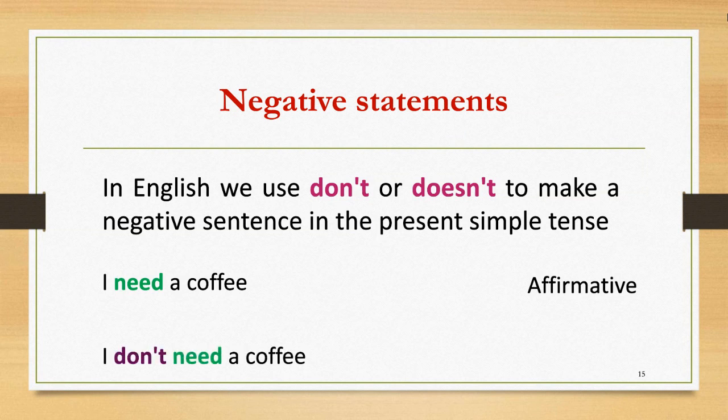I don't need a coffee. That is a negative statement, which means the opposite. I need a coffee. I don't need a coffee. You notice that we keep the verb at its basic form, the infinitive form.